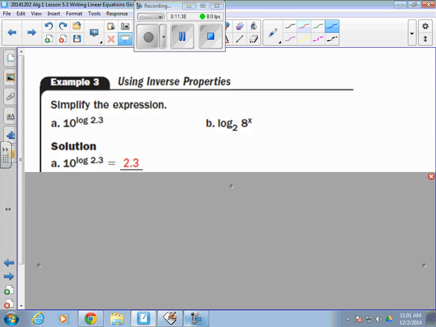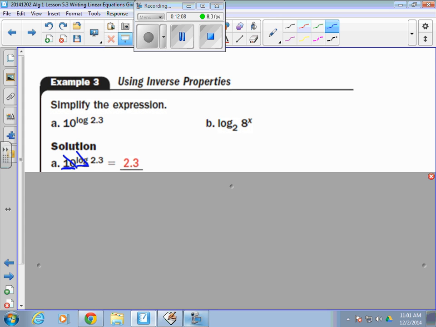Okay, here's some more inverse properties. This is the inverse when you're doing the base 10 raised to the logarithm of 2.3. So right here, anytime you have 10 being raised to the log of 2.3, it's going to be 2.3. That's an inverse property. So whatever it happens to say it's being raised to, it's almost like these two cancel each other out and give you 2.3.